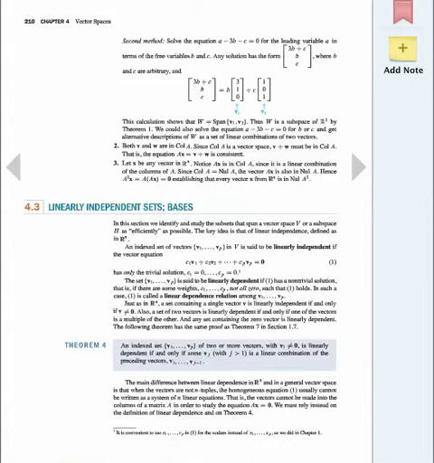Hi everybody, Cal here. Today we're going to talk about sections 4.3, linearly independent sets and bases, and 4.4 on coordinates. Section 4.3 may be the most important section remaining in the course. The idea of basis is going to be super fundamental to everything else we're doing.